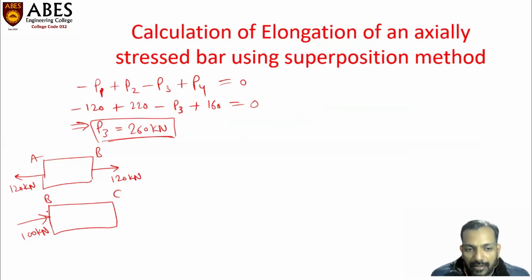That is, it is a compressive type of force because the arrowhead is in contact with this junction. It is towards this junction. Therefore, it is a compressive type of force.